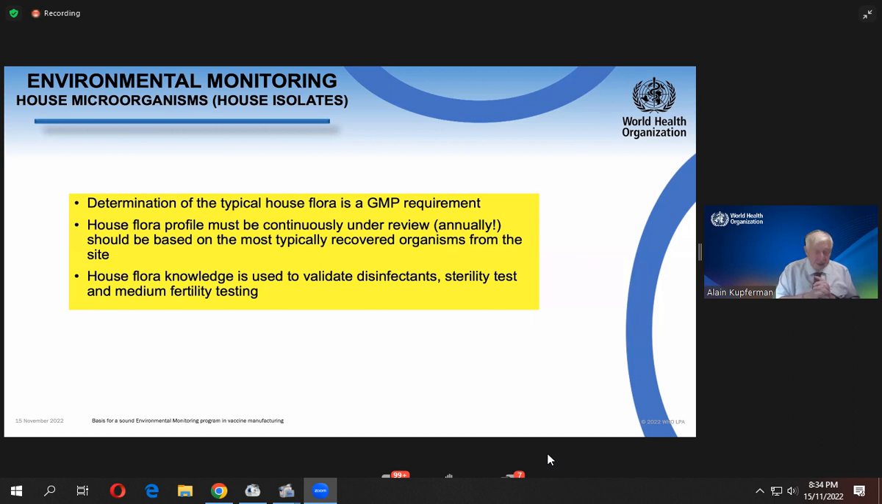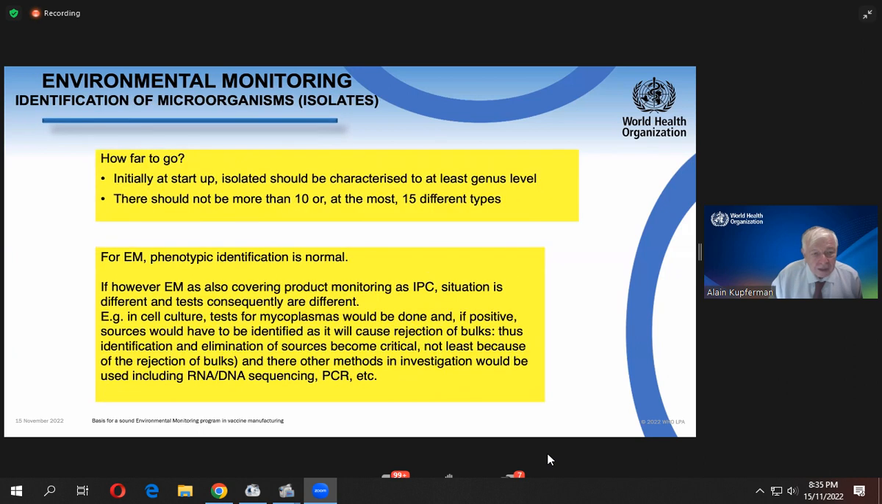And among your microorganisms, you will find your house isolates. You have to know them. It's a GMP requirement to know what they are. You must review it annually, possibly. And of course, if you know that, you use that to validate your disinfectants, your sterility test, your medium fertility test, because these are the most probable that you will encounter. So that means you must be sure that all your disinfection methods, etc., are compatible with those microorganisms.